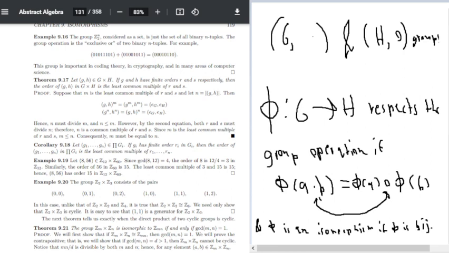Proof. Give me a second. I've gotten myself a cold, that's why I was sneezing earlier, apologies for that. Theorem 9.17. Let G, oh yeah, I've already read that.